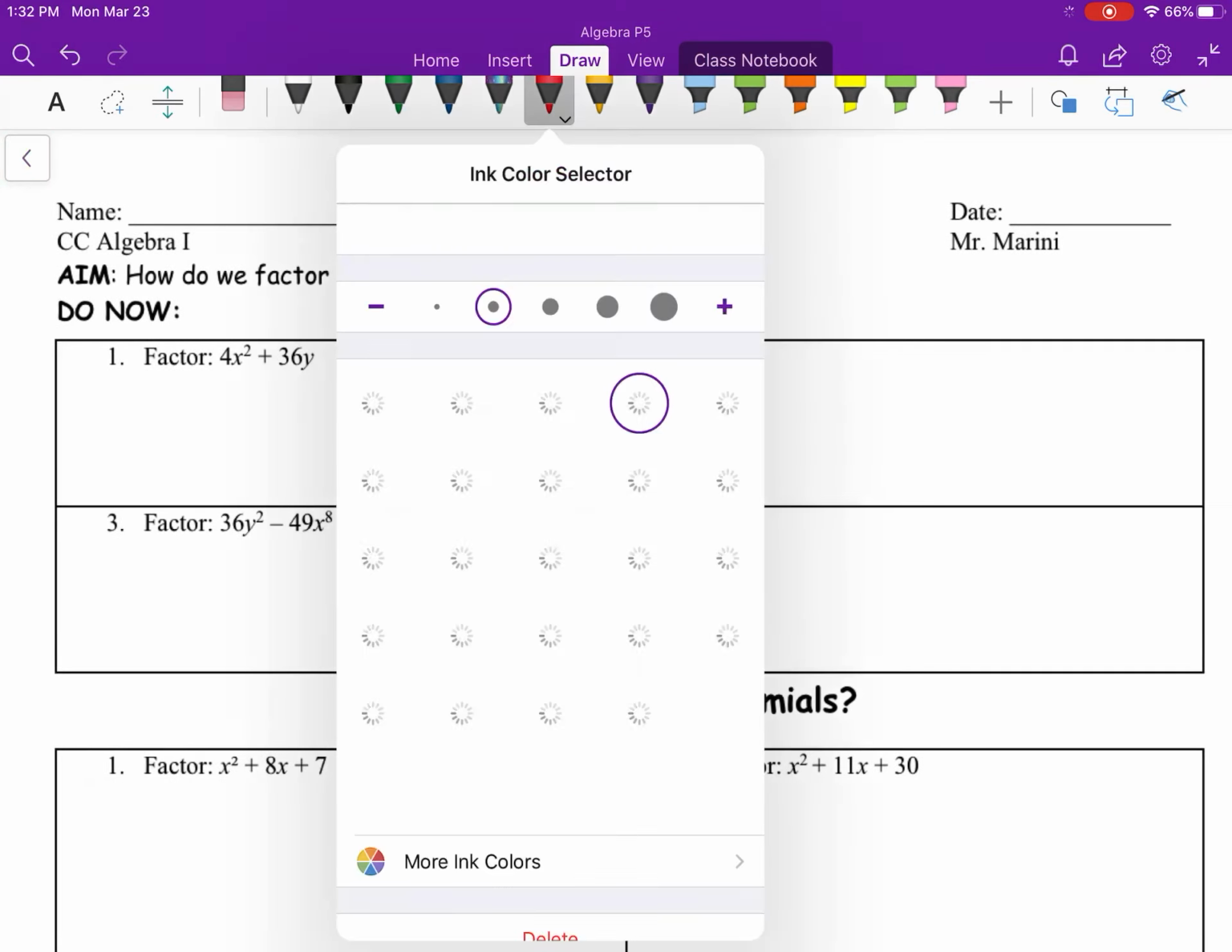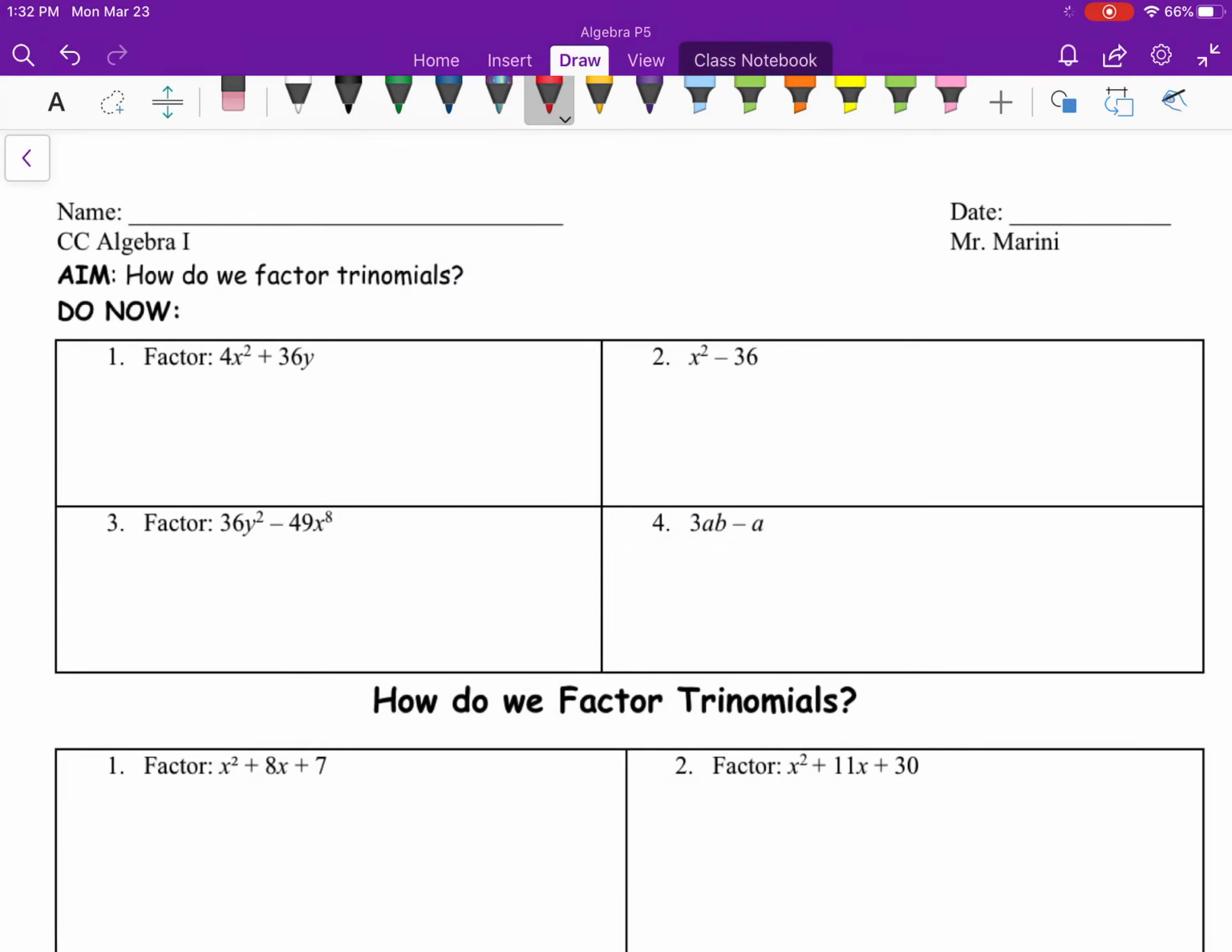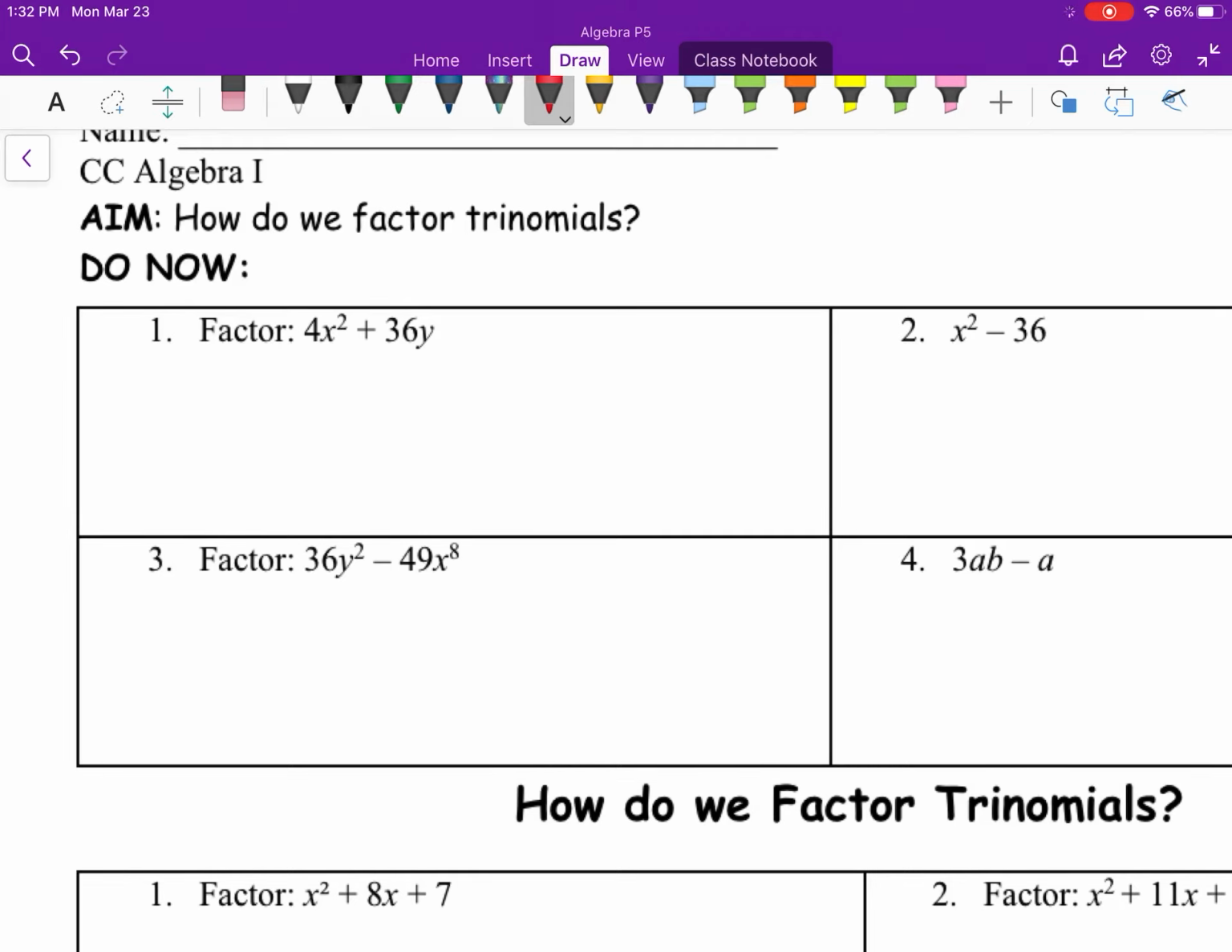The do now here is a review of a couple of the ways that we've been doing factoring. Let's take a look at number one, 4x squared plus 36y. So right now you only know two ways of factoring, greatest common factor as well as DOTS. And I noticed that 4x squared and 36y do have something in common. So you're going to go ahead and factor this with the greatest common factor.